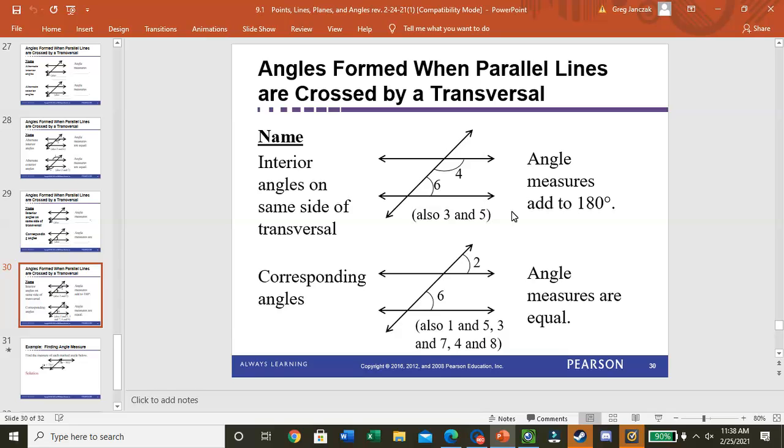Whereas same side interior angles add up to 180. So you want to underline that, add up to 180, same side interior. And whereas corresponding angles are equal measure, underline that, because those are important.